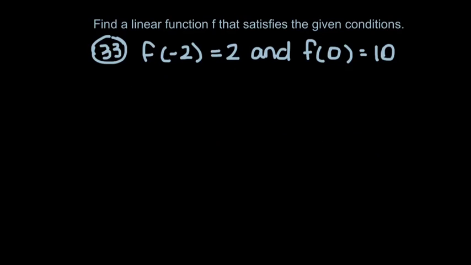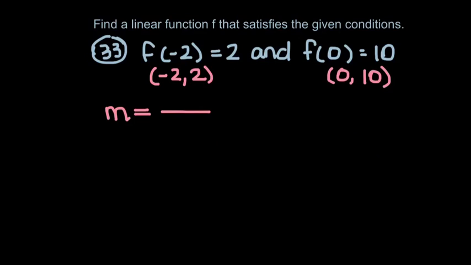If you recall, f of x is the same as y, so when I have f of negative 2 equals 2, the negative 2 takes the place of the x, and the 2 represents the y. So this is actually the point negative 2, 2. Similarly, this is the point 0, 10. Because I have 2 points, to find a linear function, I first need to find the slope.